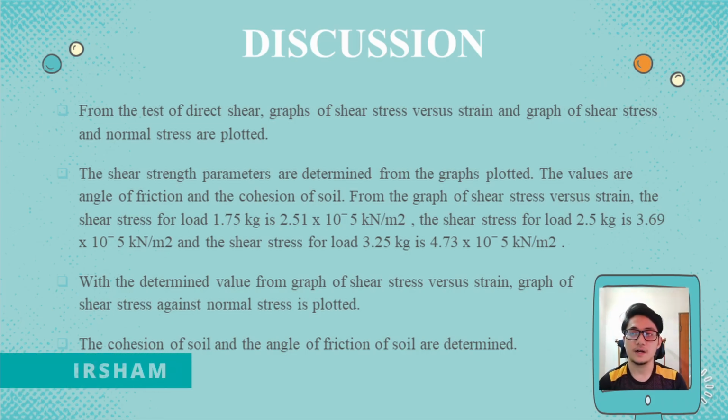From the result, the graph of shear stress versus strain and graph of shear stress versus normal stress are plotted to determine the shear strength parameters for the specimens. With the determined value from the graph of shear stress versus strain, the graph of shear stress versus normal stress is plotted. The cohesion of the soil and the angle of friction of soil are determined. The cohesion of soil is the intercept of the y-axis and the angle of friction is the angle of the linear line produced, called the line slope.